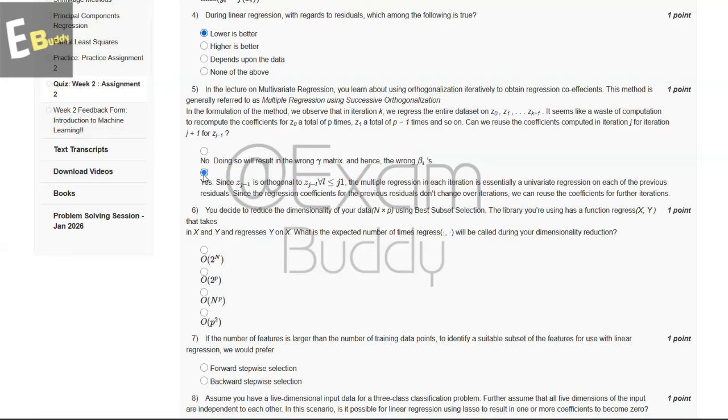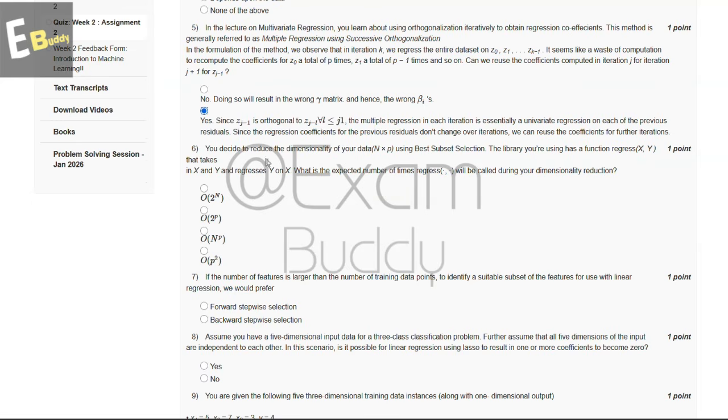And now let's go to our question number 6. You decide to reduce the dimensionality of your data using best subset selection. The library you are using has a function regress(x, y) that takes in x and y and regresses y on x. What is the expected number of times regress will be called during your dimensionality reduction? So these are the options, and the answer of our sixth question is B.